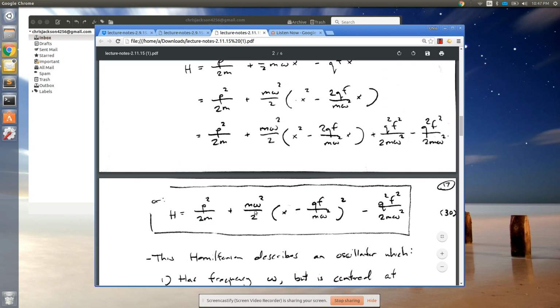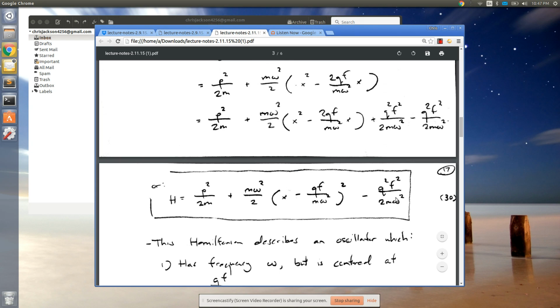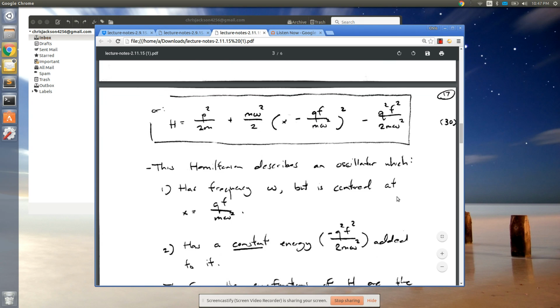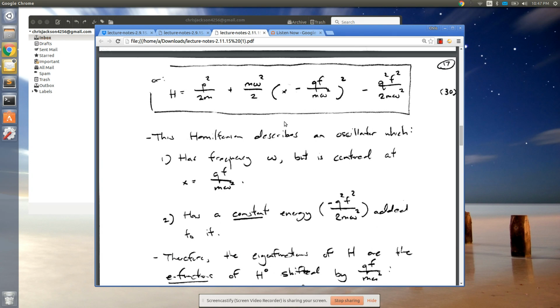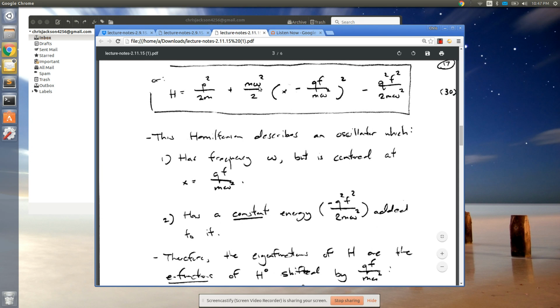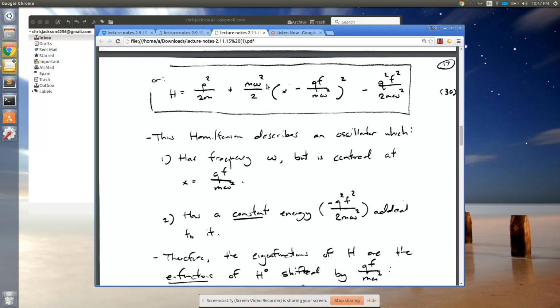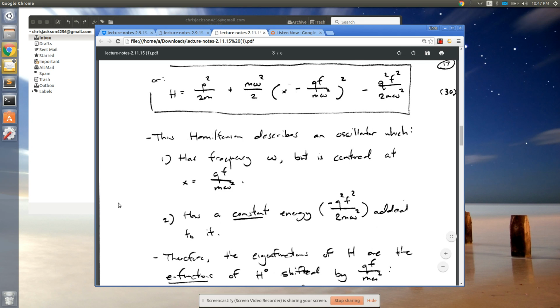So here's my kinetic term, potential energy term. You see that the x variable is being shifted by some constant piece, right? This is a constant term, and then we're subtracting off some other constant term, all right? So this Hamiltonian, if somebody just handed it to you, you can think of it in terms of classical physics, really. It's a harmonic oscillator. It's got the same frequency as the unperturbed one, if you will, right? But it's centered not at 0, but at qF over m omega squared, right?